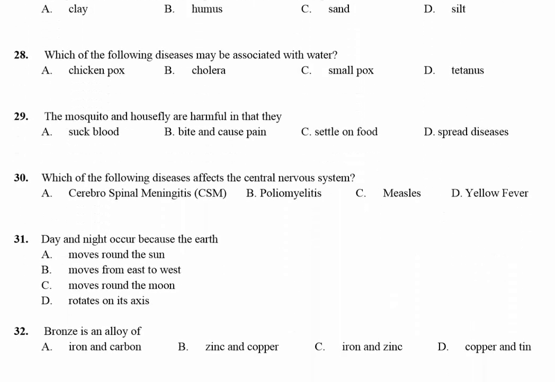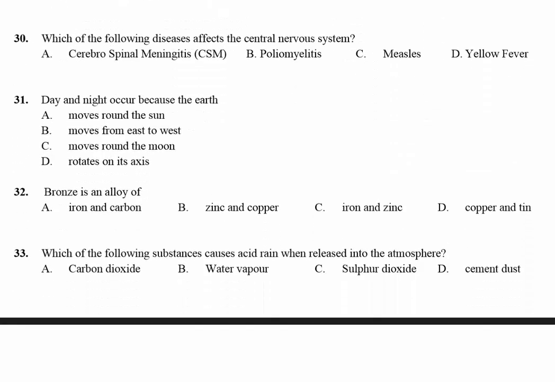30. Which of the following diseases affect the central nervous system? And the answer is A, cerebrospinal meningitis. Question 31. Day and night occur because the earth rotates on its axis. The answer is D.